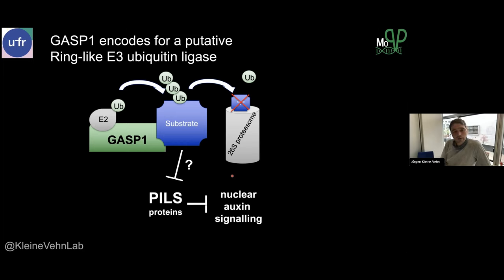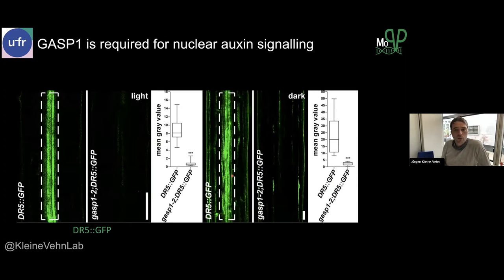All right, so what we knew was that if we downregulate GASP1, we downregulate PILS proteins. And as we know, the PILS proteins are negative regulators of auxin signaling, so we assumed that auxin signaling goes up. So the prediction was that if we now look into the GASP1 mutants, auxin signaling should be elevated. And to our surprise, we actually observed the opposite.